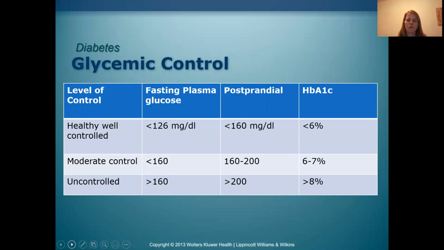If they're under more moderate control, that's great. We're still under the 7 where we want them to be, but they may have some delayed healing and some progression of periodontal disease. Uncontrolled are going to be our patients where we're struggling to get the periodontitis under control because the blood sugar is not under control, and we're kind of trying to find the balance there.